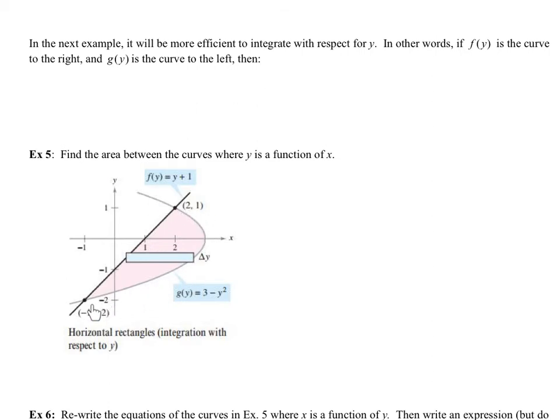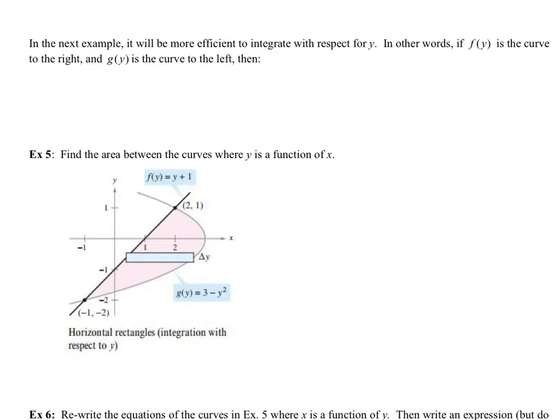This curve on the right, here we have f of y is y plus 1. So notice this is a function of y instead of being a function of x. And then this line we can express, or I'm sorry, I had this backwards, didn't I? This curve is g of y, which is 3 minus y squared. This line as a function of y would be f of y equals y plus 1.